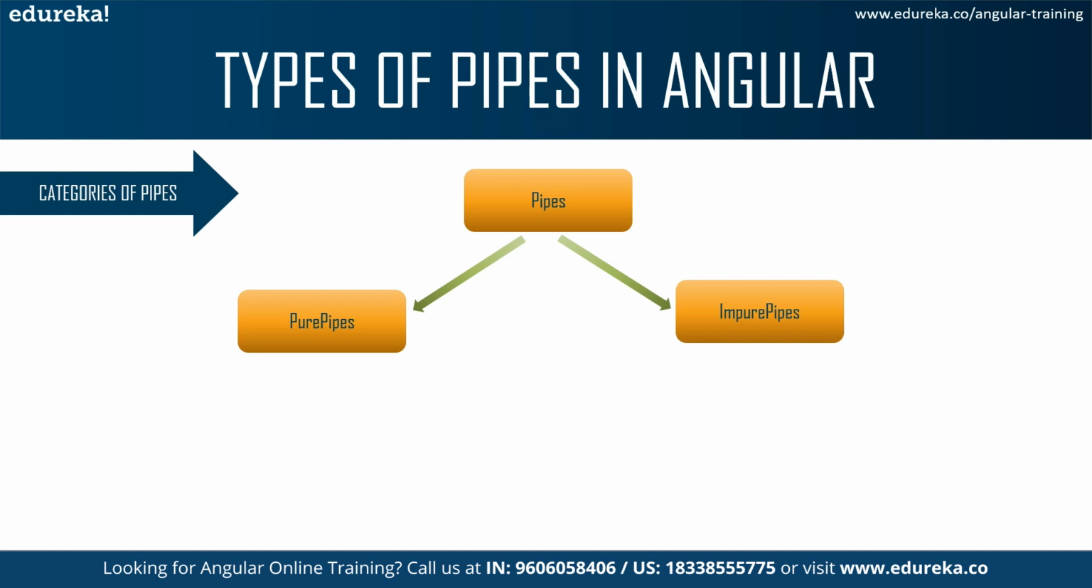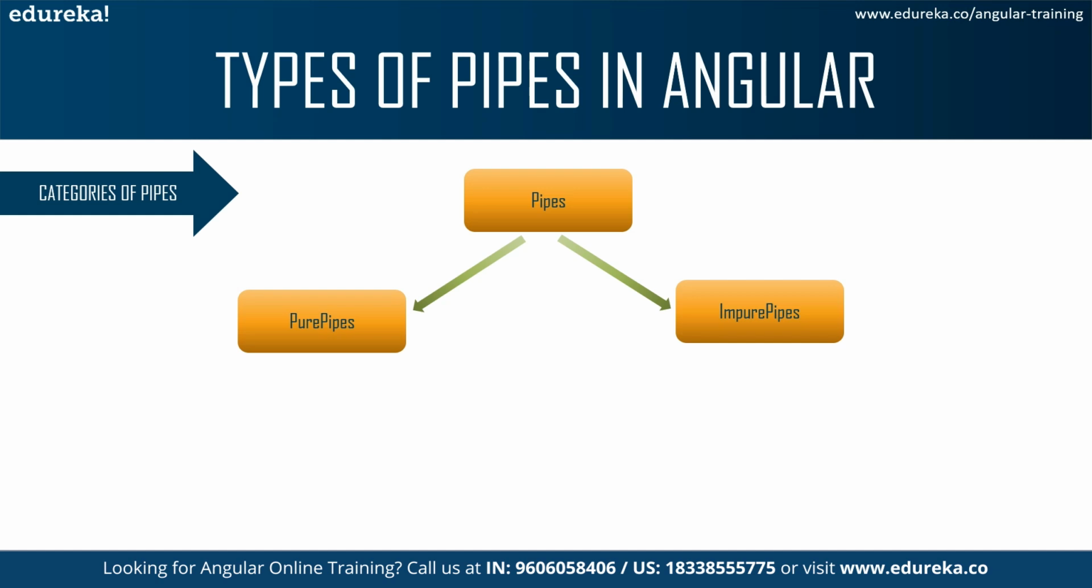As the name suggests, pure pipes are the pipes which are executed only when a pure change of the input value is detected. When you have a change, in this case, our pure pipe will be used. It should also be noted here that pure is the default. In case you have to set the pipes to impure, you have to set it manually, that is by coding. But pipes by default are set to pure. Now, what exactly are impure pipes?